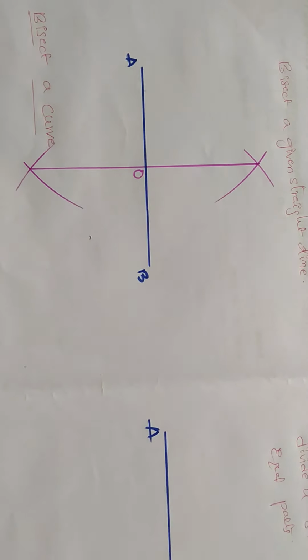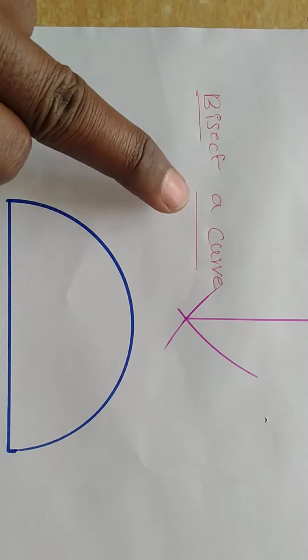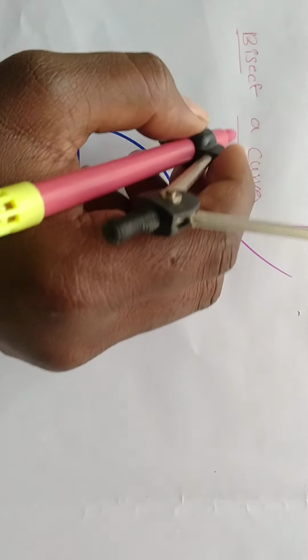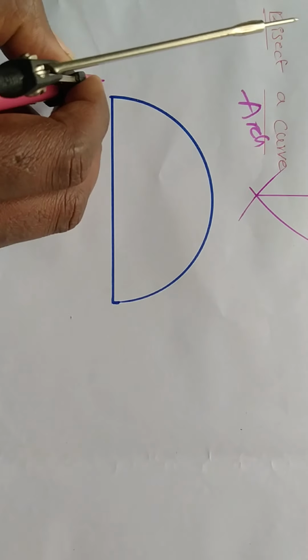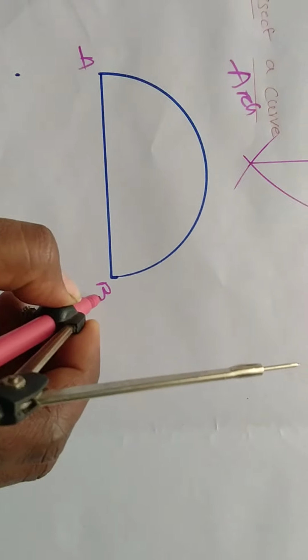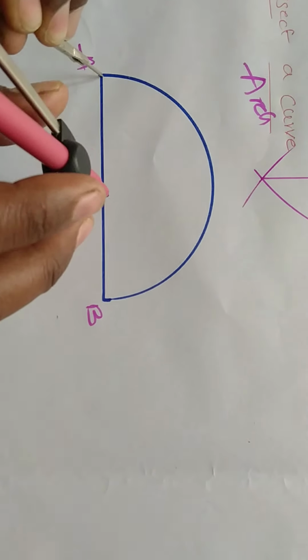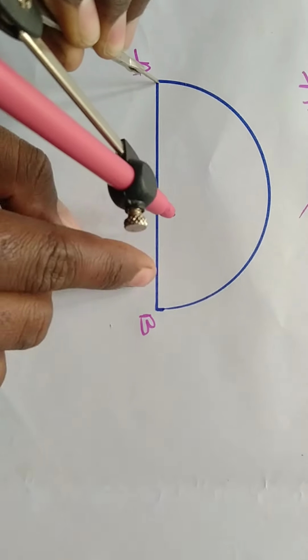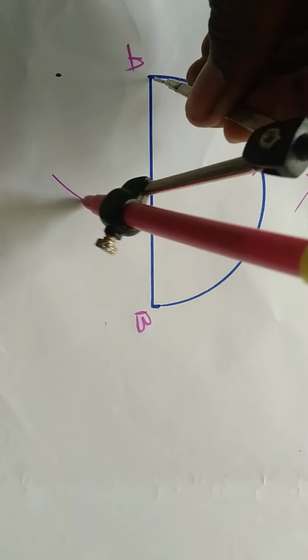Next is to bisect a given arc or given curve. This is A and this is B. Repeat the same process: take half of the distance of the straight line AB, and make an arc above and an arc below.